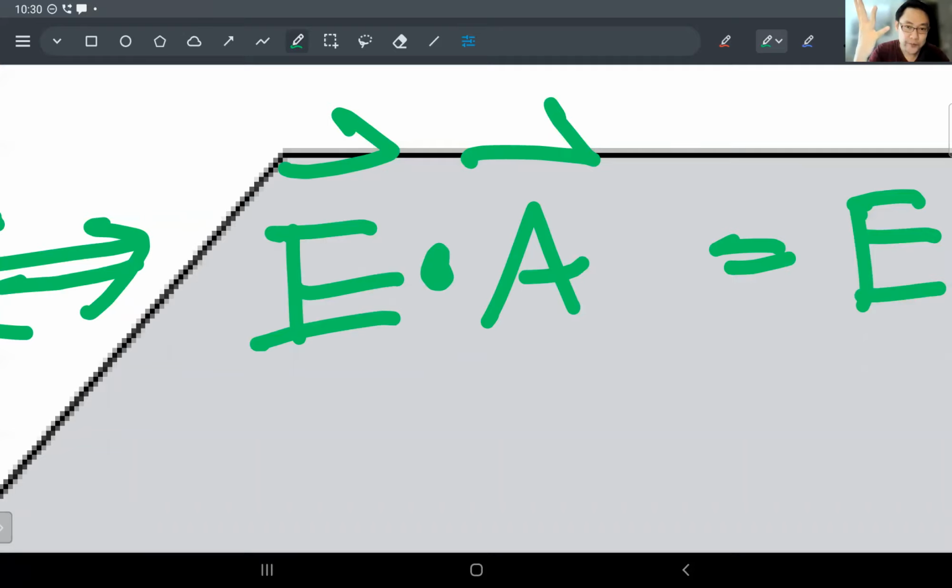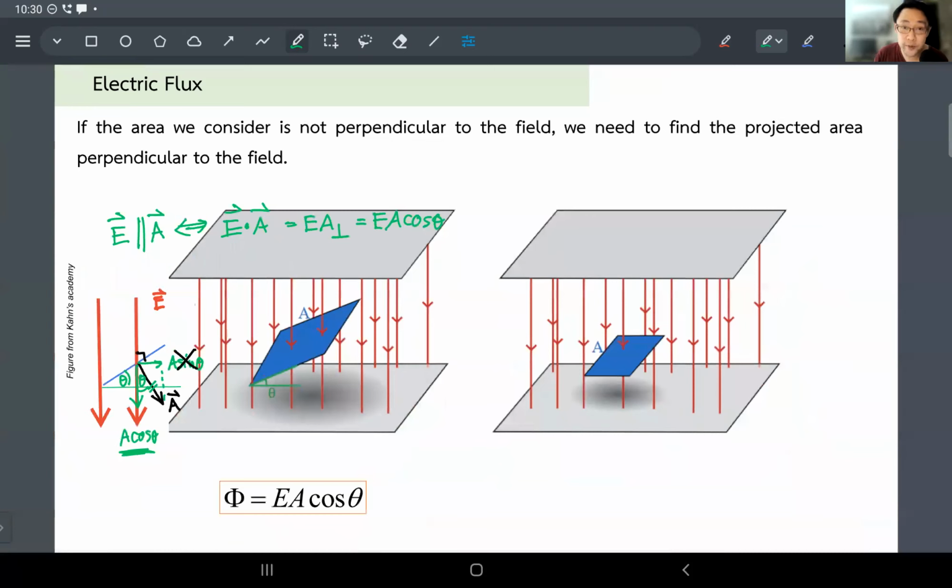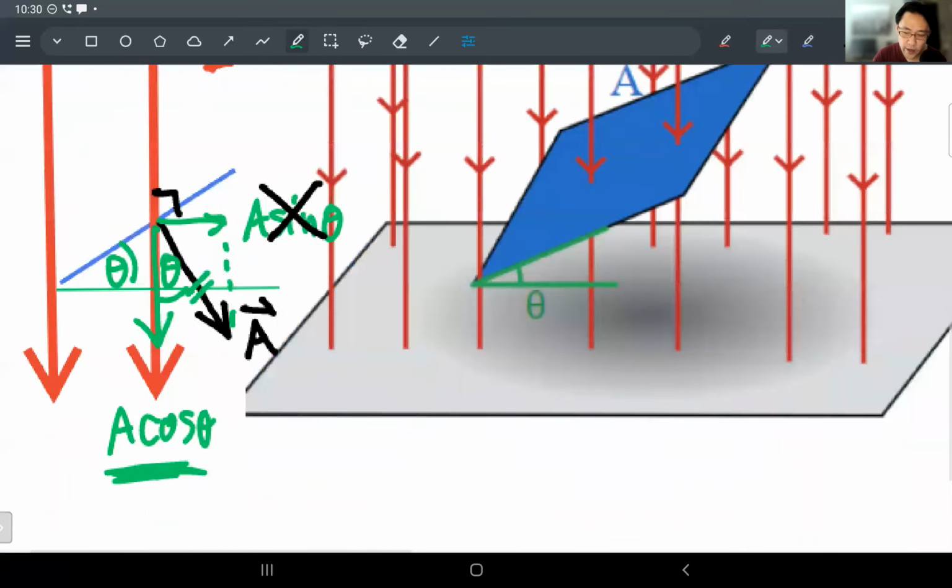Cool? So it seems like it's easier to speak in terms of the dot product, because once you define the area vector to be perpendicular to the actual area, and then you do the dot product, that's automatically guaranteed that you only care about the electric field that's piercing through that surface area perpendicularly. Okay? Okay. Whew.